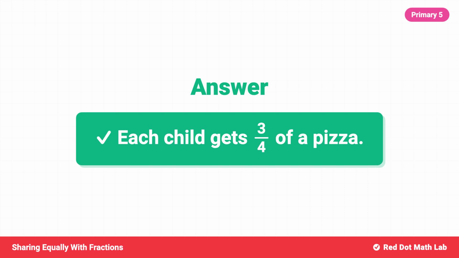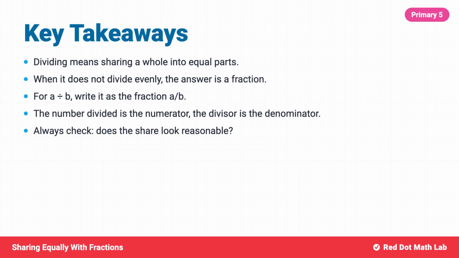Wonderful work. Let's recap what we learnt today. Dividing means sharing a whole into equal parts. When it does not divide evenly, the answer is a fraction. For a divided by b, we simply write it as the fraction a over b. The number being divided is the numerator and the divisor is the denominator. And always check, does the share look reasonable?